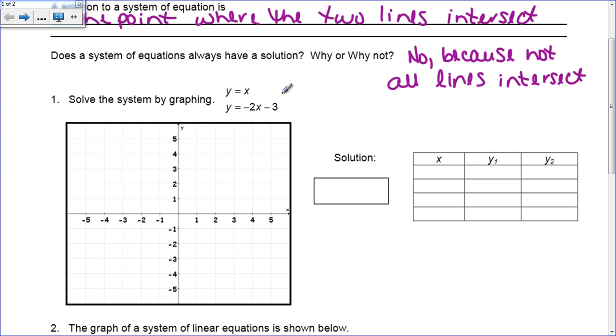So before graphing, I have to know the slope and the y-intercept. So this first equation, y equals x, the slope is 1, and the y-intercept is 0. And for this bottom equation, the slope is negative 2, and the y-intercept is negative 3.